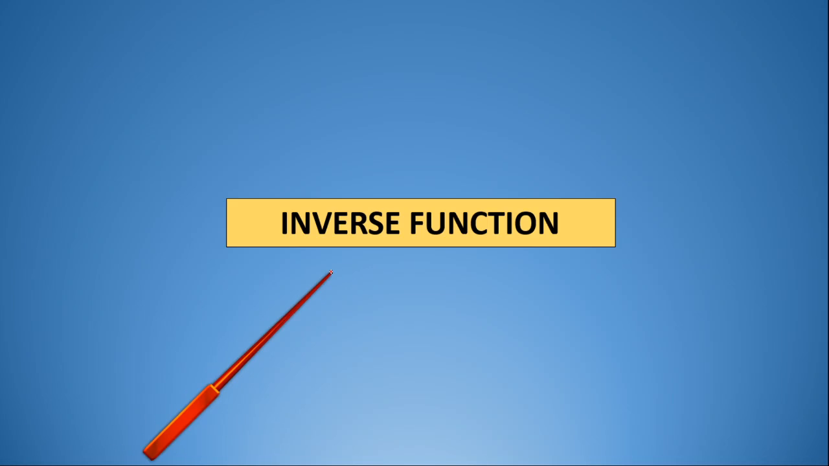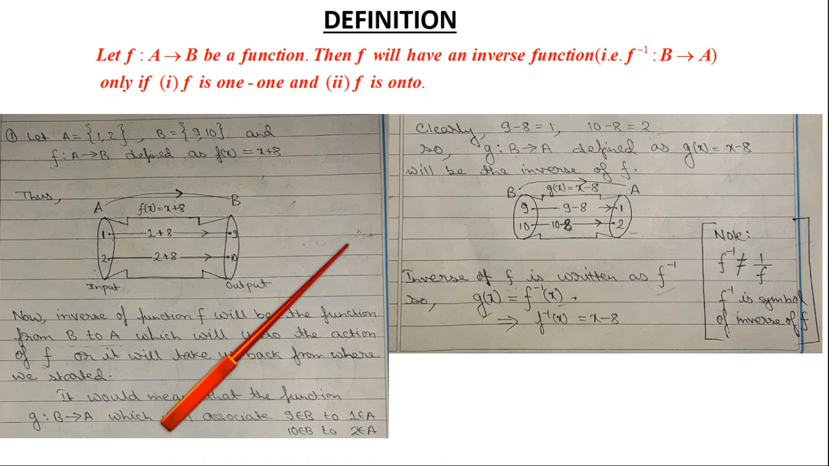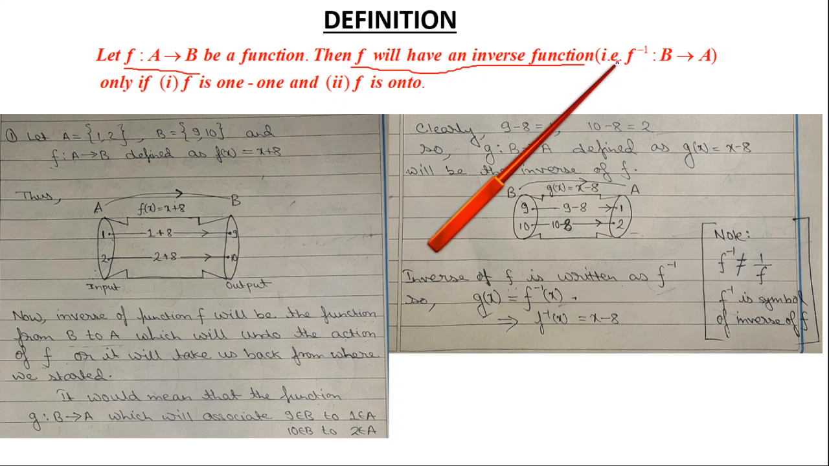The topic that we are going to discuss is inverse function. Let us see the definition of inverse function. Suppose f is a function from A to B. Then f will have an inverse function. This is how we denote the inverse of f. We read it as f inverse, and it is a function from B to A.